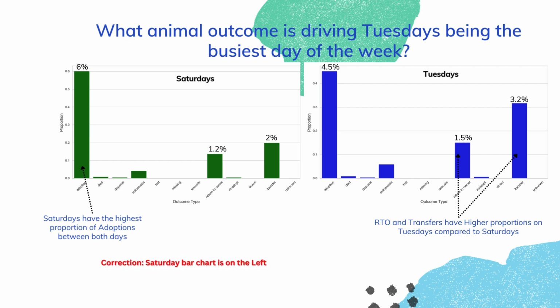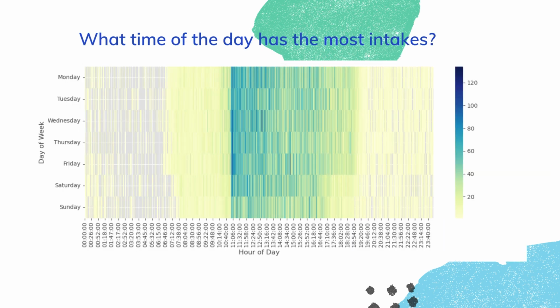Looking at the bar chart to the left, which represents Saturdays and the outcomes for that particular day, Saturdays have the highest proportion of adoptions as compared to Tuesdays. However, Tuesdays, which is represented by the bar chart on the right, have a higher return to owner and transfer percentage. So next we ask what time of day has the most intakes.